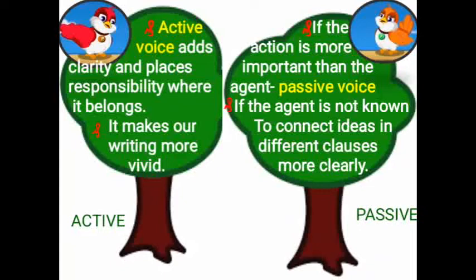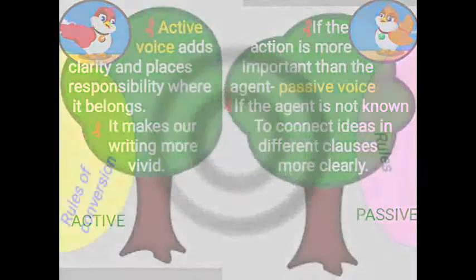And Paul says passive voice. If the action is more important than the agent, then I use passive voice. He also says, if the agent is not known, for example, when we say someone stole the purse, who is that someone? We do not know. In these cases, we don't use the active voice. We say the purse was stolen. By someone is not needed. So when the agent is not known, we use the passive voice to connect ideas in different clauses more clearly. Also, we use the passive voice.